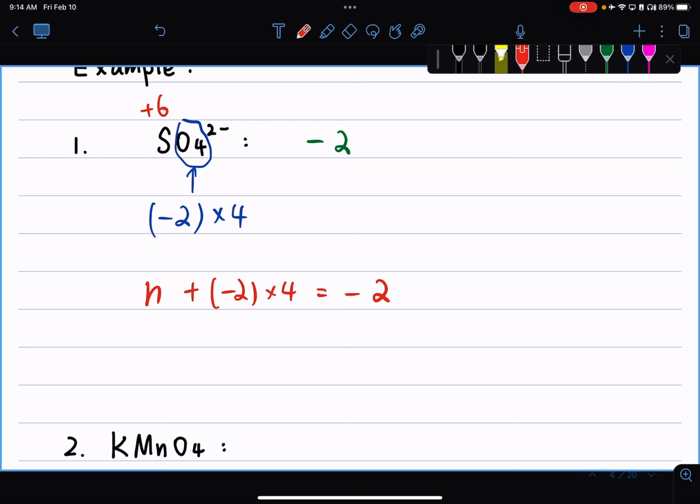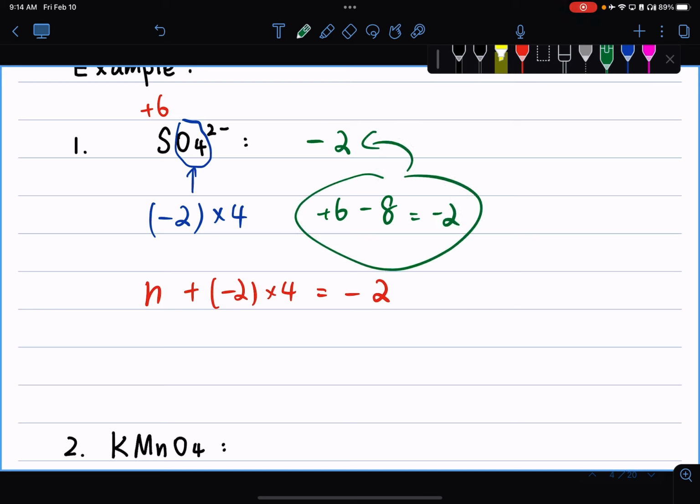All right. And at the very end, you can always check, right? So +6 minus 8 gives -2, and we're happy. So that's just a sanity check. We do it every time we assign the oxidation number.